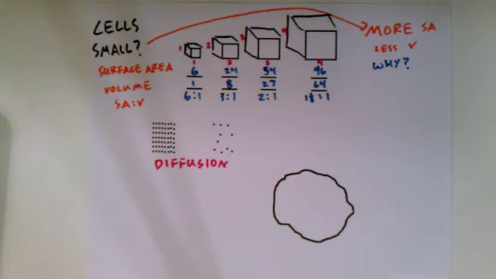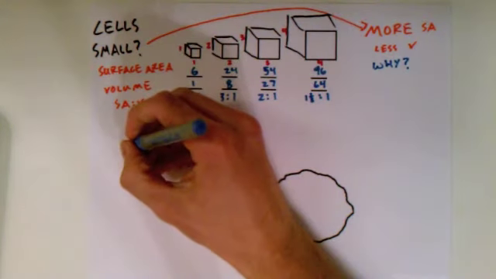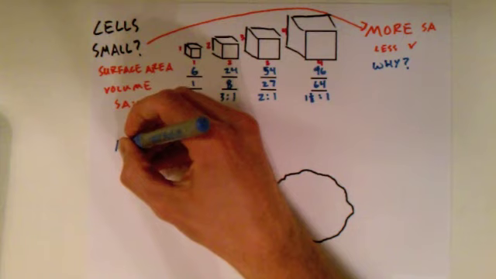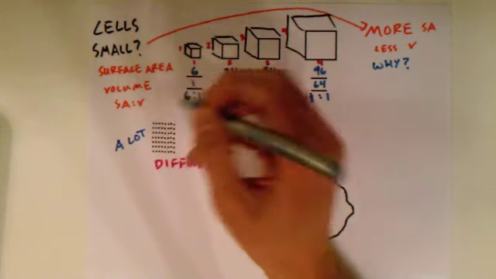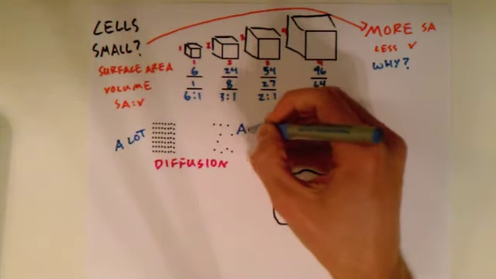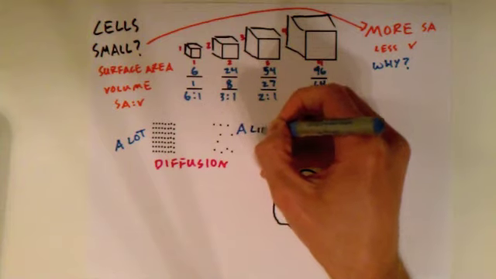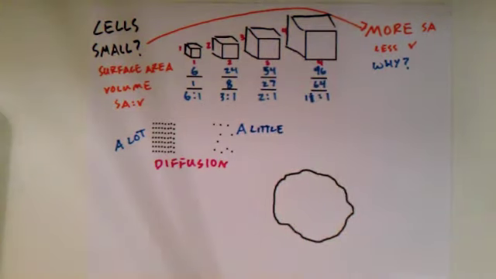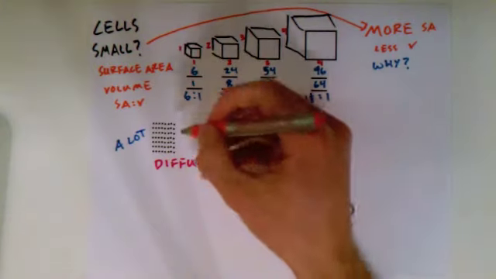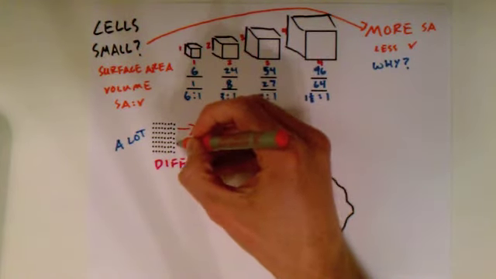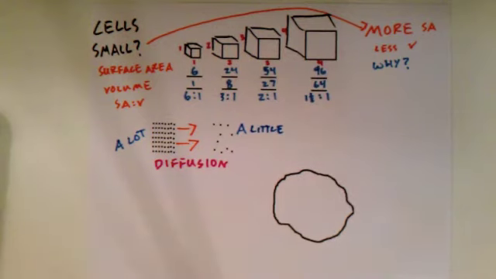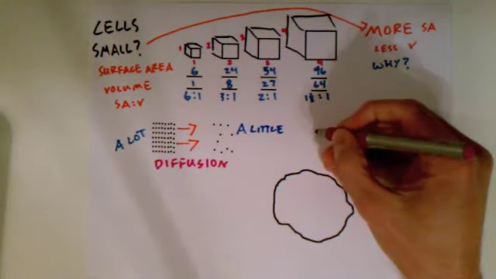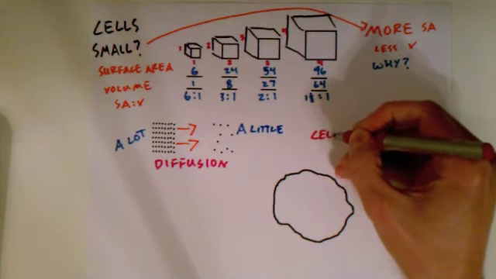So diffusion is basically when you have a lot of something concentrated in an area, gas, water, whatever it is, and you have a little bit of something concentrated in an area. That something is always naturally going to move from the area of high concentration toward the area of low concentration. So let's take a look at an example of that in a cell.